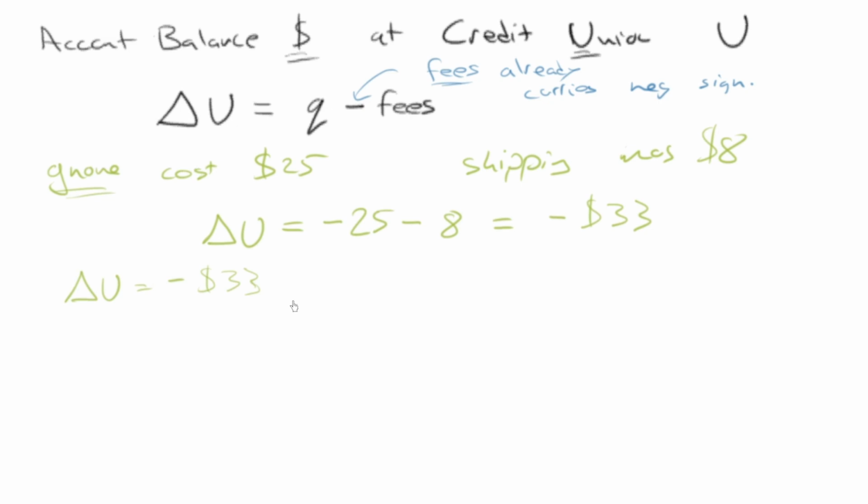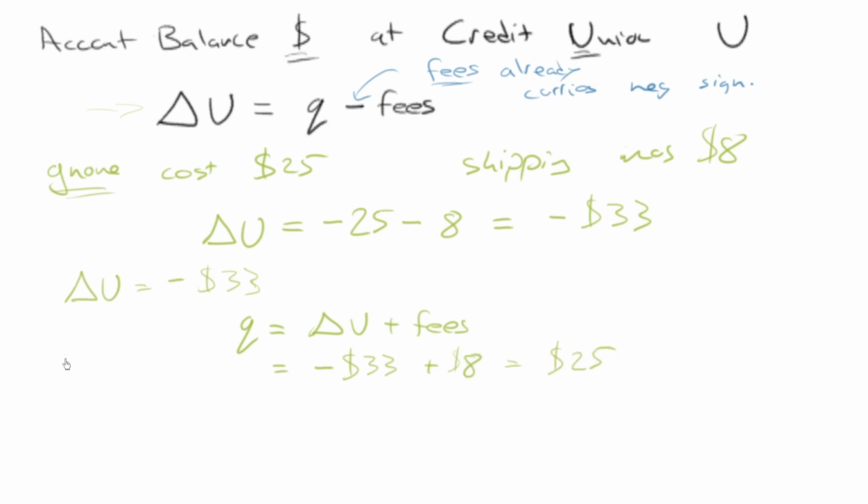Okay, and then I want to back calculate how much it cost. So I could do that. I could say, well, we know that Q is going to be equal to delta U plus fees. That's just reworking this equation here. So it would be, in fact, minus $33 plus $8 equals $25.